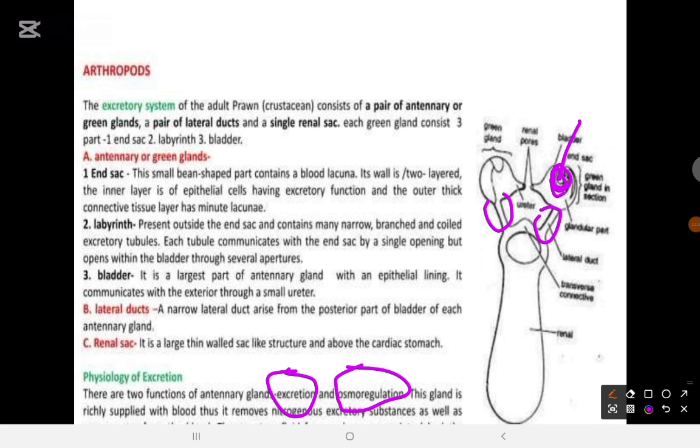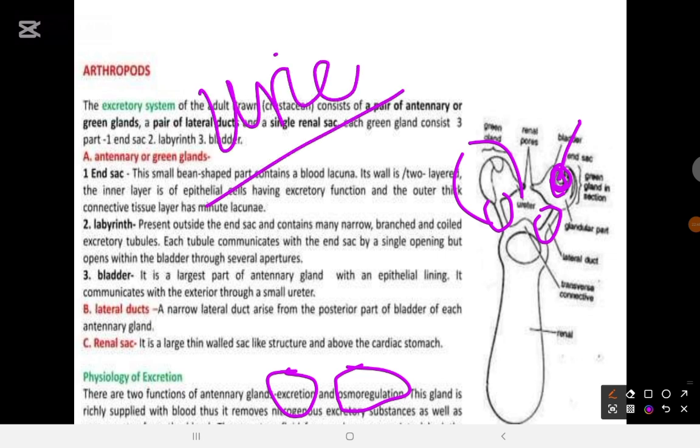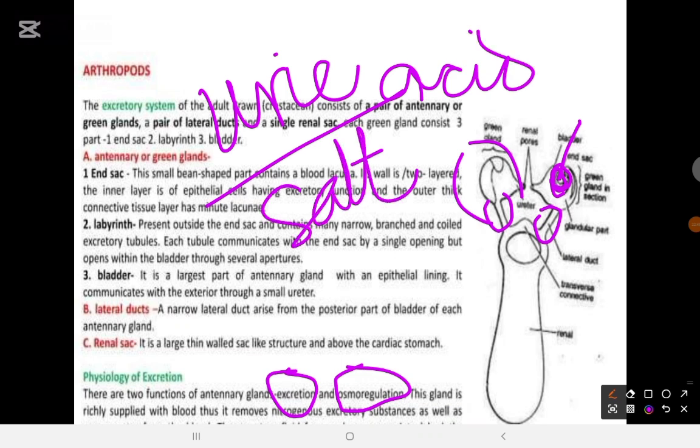Is that okay? So it is richly supplied with blood. That is the green gland, richly supplied with blood, and is going to be able to remove nitrogenous waste, such as uric acid. Is that okay? So, and water, of course, and salt. Is that okay? So uric acid and salt from the body of the organism.